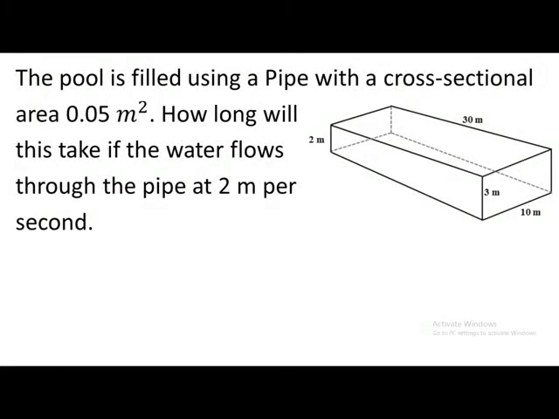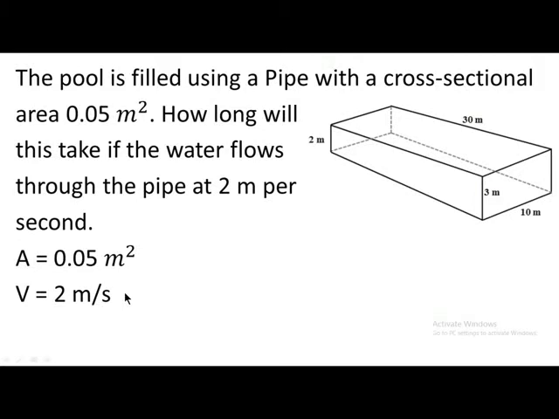Now we're going to find the solution of this equation. The pool is filled using a pipe with cross-sectional area 0.05 meter square. How long will this take if the water flows through the pipe at 2 meters per second? In order to find the solution of this equation, we need to know about discharge or flow rate. This particular equation is about the flow rate of water, or the discharge of water.